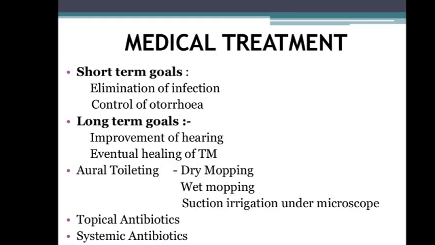What is the medical treatment? Elimination of infection by giving a proper course of antibiotics, by cleaning the ears routinely so that no debris is present. Long term goals, improvement of hearing and treating the perforation. So what is the meaning of aural toileting? You can do dry mopping or wet mopping or suction irrigation. Wet mopping is you take some solution on the cotton tip and you mop it, like antibiotic drops or something. Dry mopping is simply cleaning with the cotton swab, and suction irrigation is done under microscope. And then topical and systemic antibiotics.